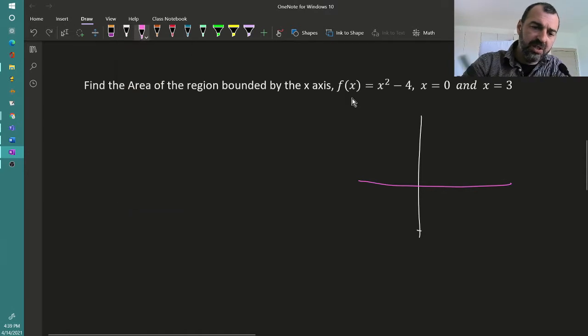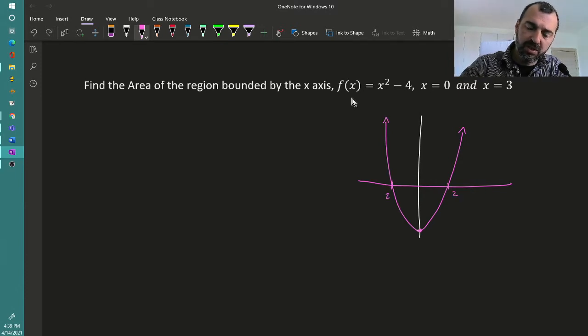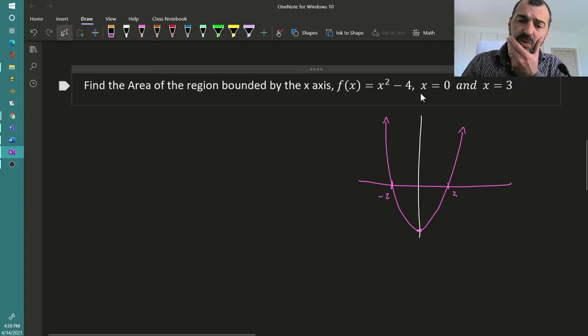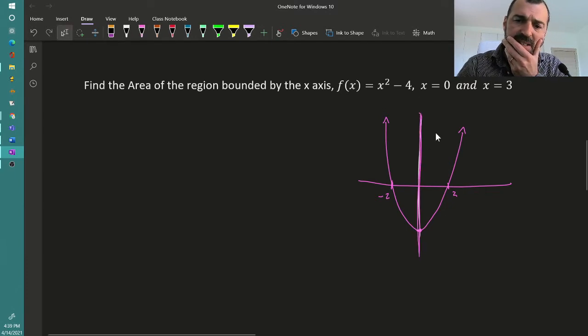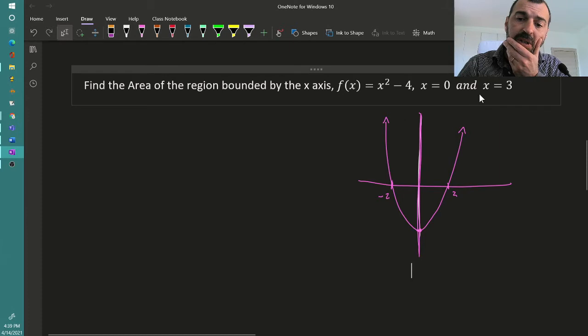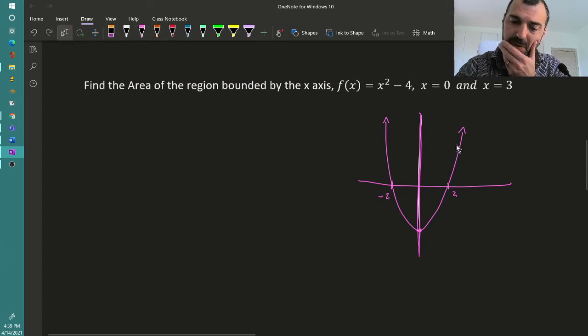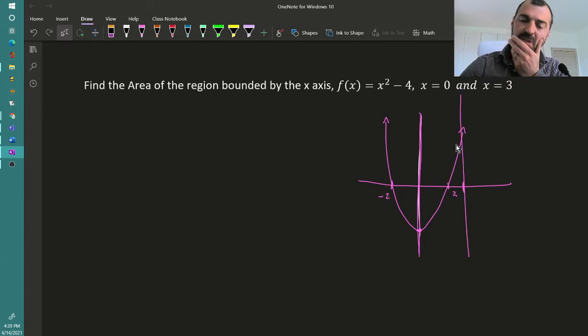And this function, x squared minus 4, is going to go something like this. It's a parabola, okay? And these values, by the way, are going to be 2 and negative 2, all right? And x equals 0 is the other one. Oh, that's the y-axis. Okay, so there. And let's see where we are going here. x equals 3. So I guess I'll put that there.